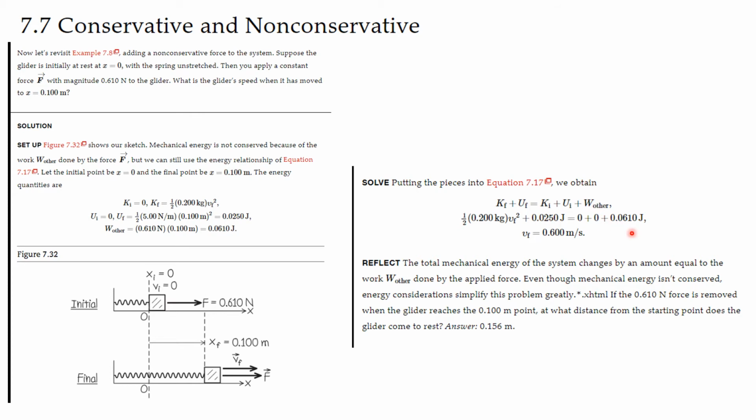We substitute everything in, and the only thing that we don't know a number for is v sub f. So we can solve for v sub f. You take the square root, and again you should duplicate these things.